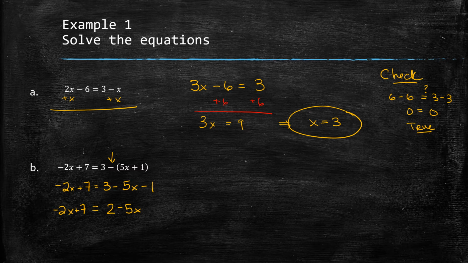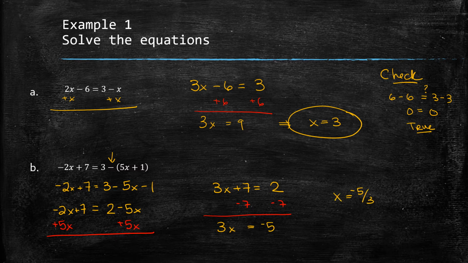Okay, at this point I'm ready to add something to both sides. I'm going to choose to add 5x. This way the coefficient of my x variable will be positive. So I have 3x plus 7 is equal to 2. I'll subtract 7 from both sides. So I have 3x is equal to a negative 5. So x is equal to negative 5/3.